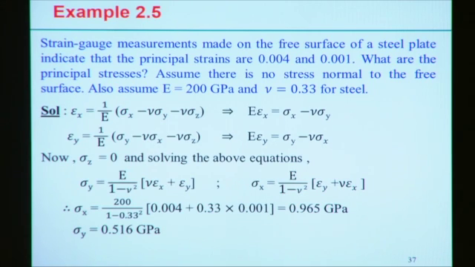So, straightforward, apply the strain component along the x direction, that is 1 by E in terms of sigma x, sigma y and sigma z, and also in terms of nu. Since there is no stress acting normal to the free surface, that means sigma z equals 0 here, and using that we get two equations in terms of the stress and strain.